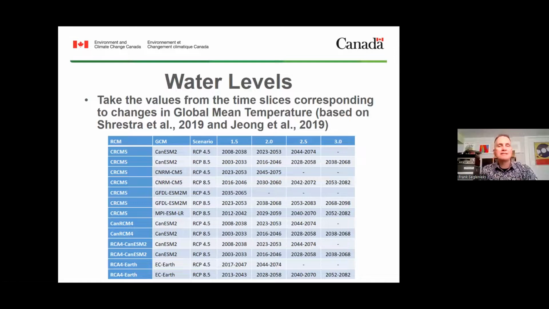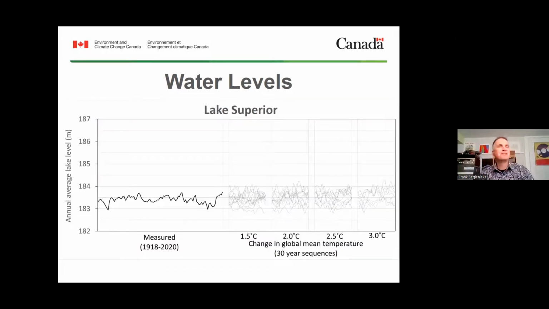So this is basically, you look on the left, you can see the different RCMs and the different scenarios you're looking at. You can actually pick out, okay, this is the 30-year period where the global mean temperature changes by 1.5 degrees, where it changes by 2 degrees, and so on. So you can actually split it up that way. So then hopefully this comes out well enough on your screens.